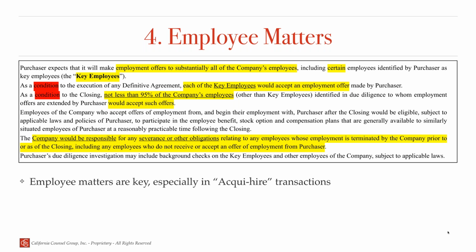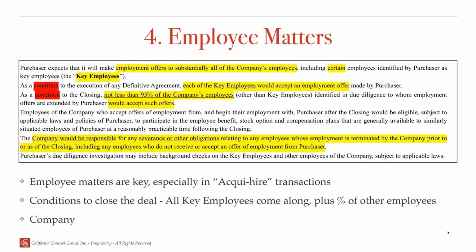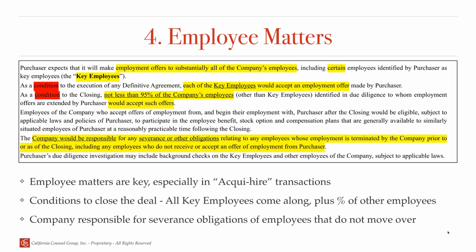So the purchaser, in this case, is being smart and saying, if I'm going to close this deal, these 2 things have to happen. I have to have the key employees move over, and I have to have, in this case, at least 95% of the other employees move over with the acquisition. There's a paragraph here that basically explains that when these employees move over, they'll be eligible to participate in the benefit and 401k plans of the acquirer.